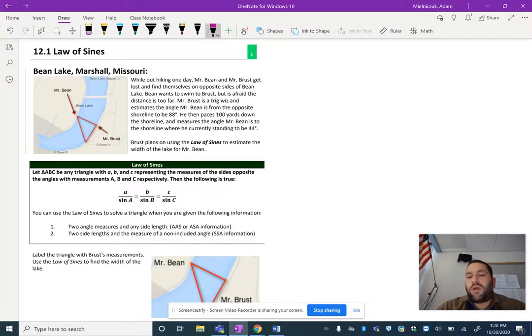All right, Unit 12 is all about solving missing sides or missing angles from triangles. And specifically, lesson 12.1 is all about using the law of sines to do that.